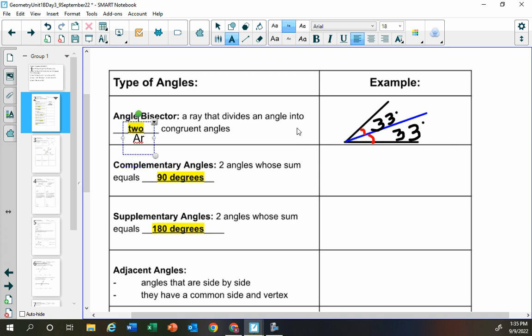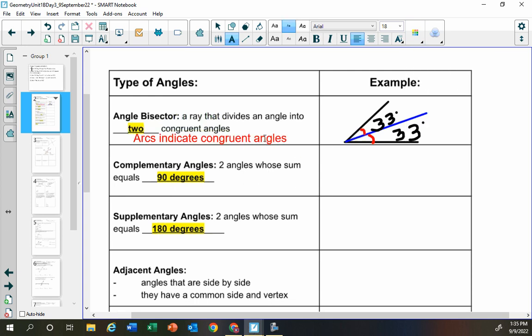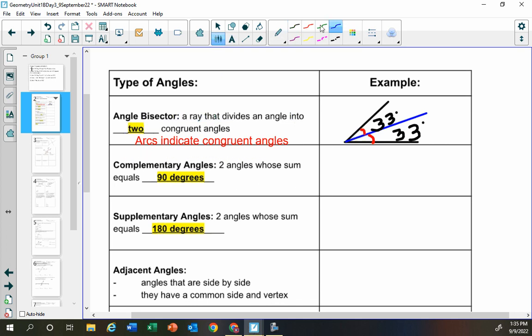So I'm going to add that little tidbit in there. Arcs indicate congruent angles. This was from last time, so I'm just going to reiterate it. All right. Questions so far about angle bisector? So again, this blue line is your angle bisector. I'm actually going to draw an arrow to the blue line. There you go. That's an example of your angle bisector.